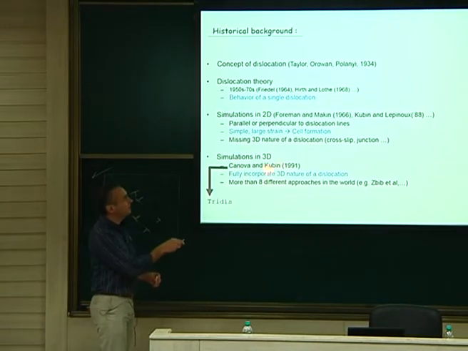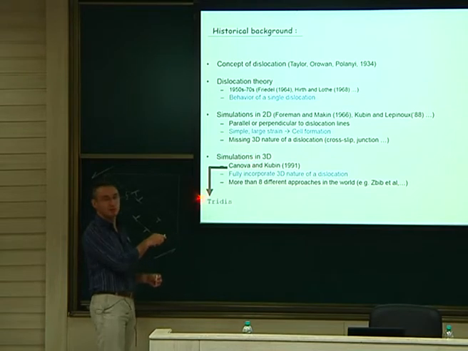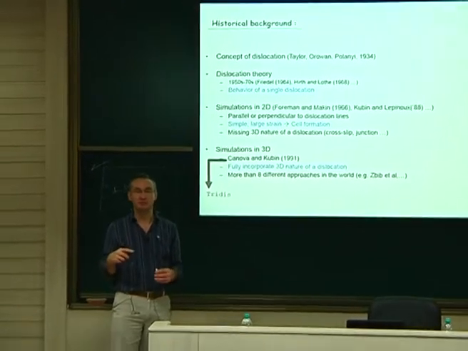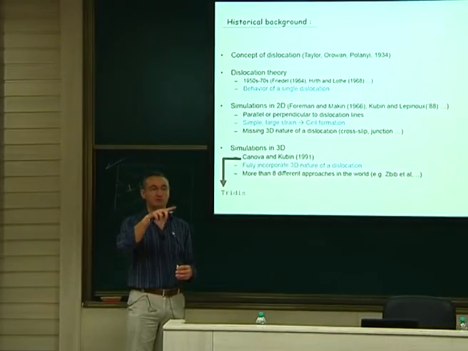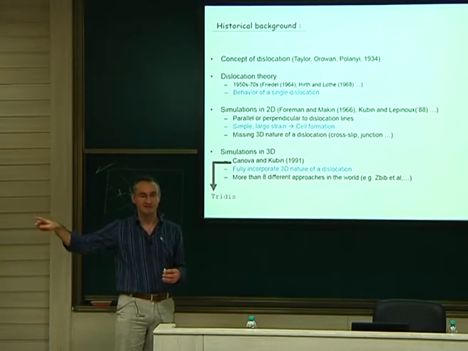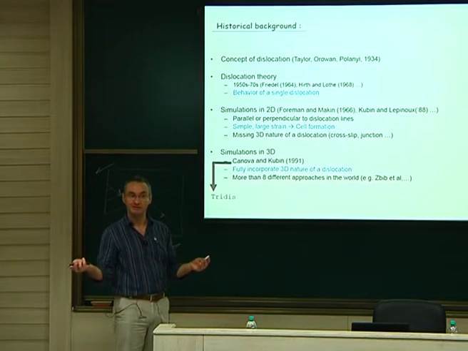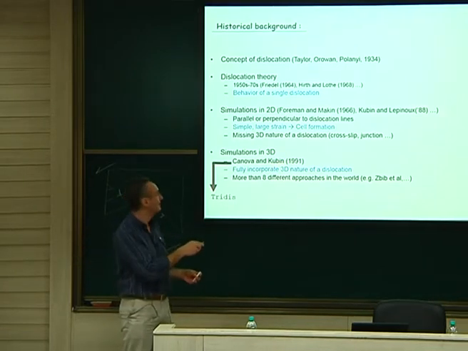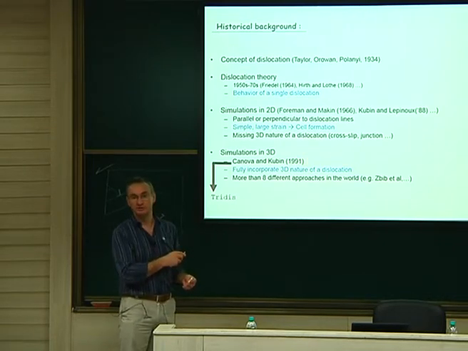Actually, Kubin was in Paris, Canova was in Grenoble with me, and in Grenoble we call our code 3Ds. The starting point of the code, the program, is in Fortran. You have to give the name of the program, Micromegas. Micromegas, maybe you heard about that. Micromegas is another code, which is developed in the Kubin group now, which is available for free. It's an open source code.